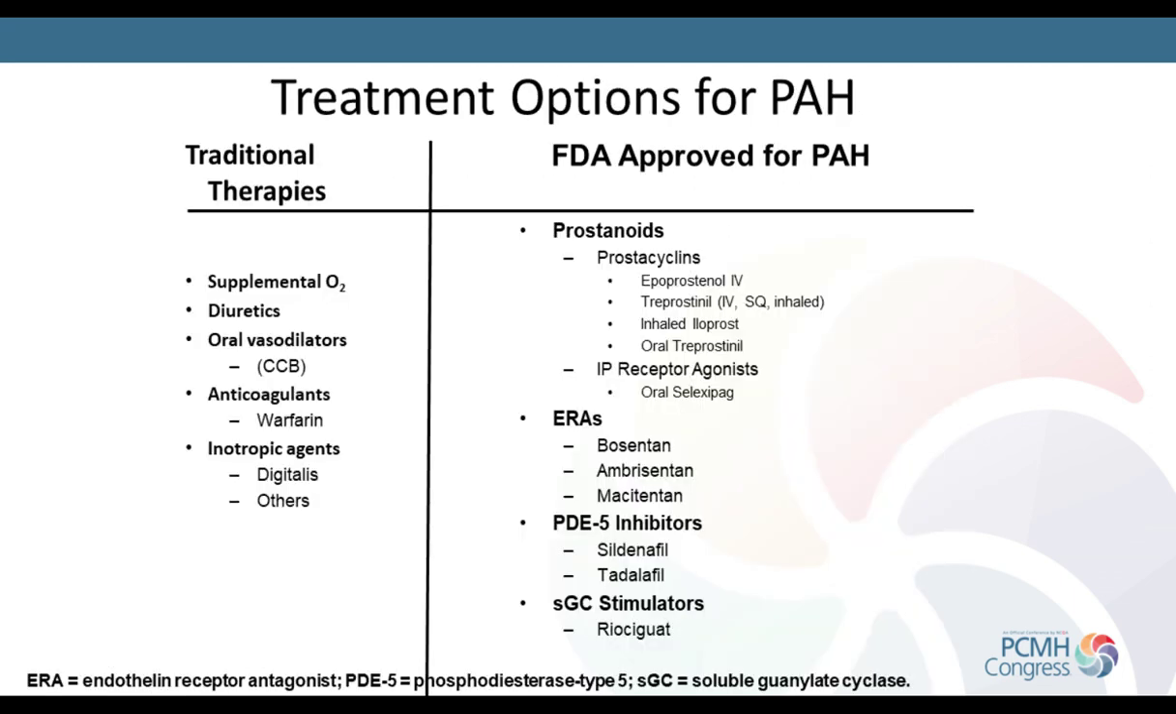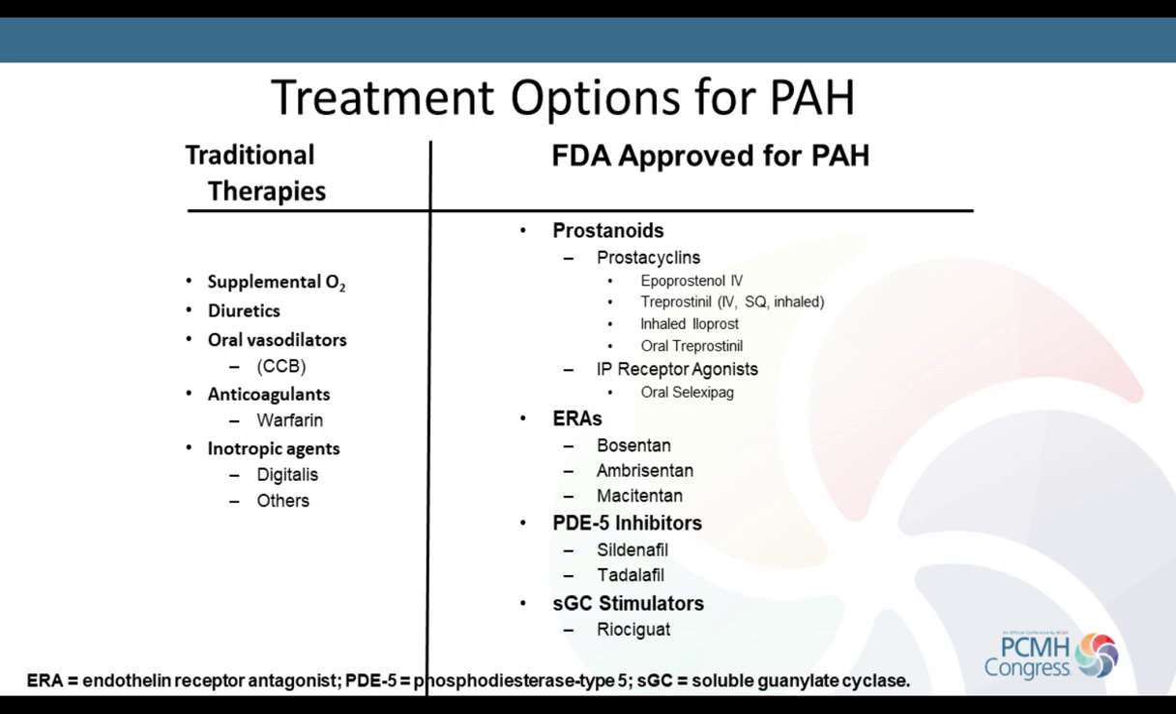This is just an overview of the options that we have. So on the left are sort of traditional or supportive therapies that have never been shown with randomized trials to improve anything in terms of outcome. On the right are all the FDA-approved therapies in 2018 for pulmonary arterial hypertension. And we group them into classes. So we have prostanoids, and these are substances that work through the prostacyclin pathway. Prostacyclin is a naturally occurring substance that dilates vessels. Your body produces it. But in pulmonary hypertension, it doesn't produce enough.